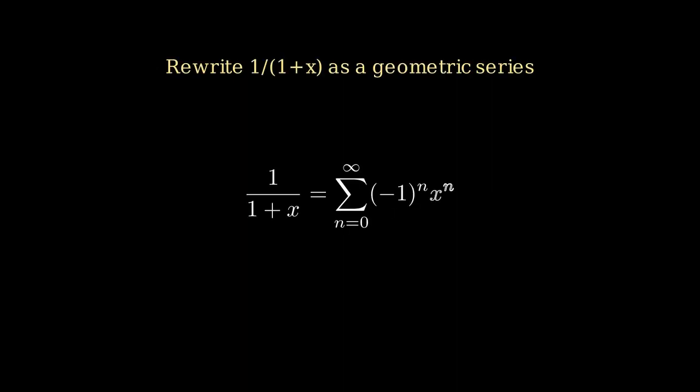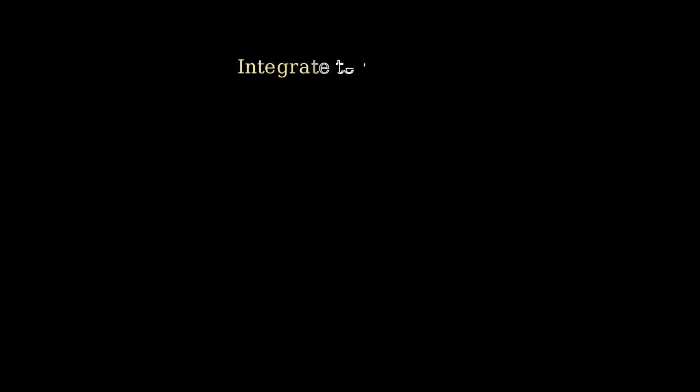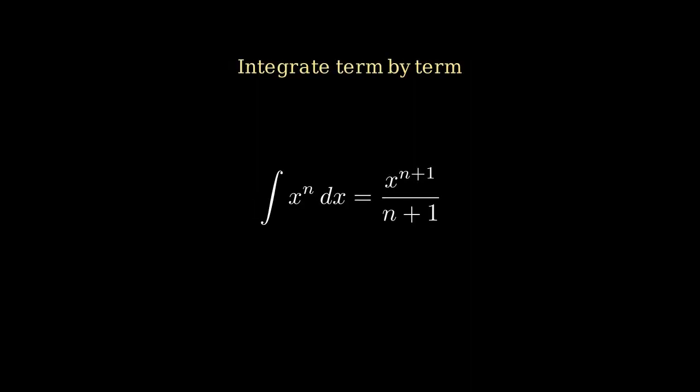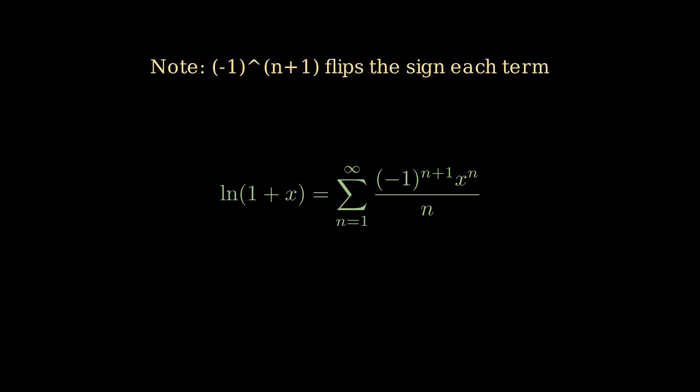We rewrite 1 divided by (1 plus x) as a geometric series, the sum of (negative 1) to the n, times x to the n, and this is valid only when the magnitude of x is less than 1. Now we integrate term by term. Integrating each x to the n gives us x to the n plus 1 divided by n plus 1, and after shifting the index, this gives us the natural log of (1 plus x) equals the sum, starting from n equals 1, of (negative 1) to the n plus 1, times x to the n divided by n.